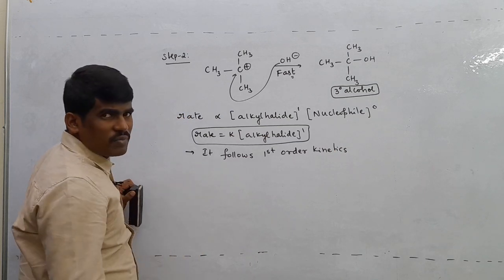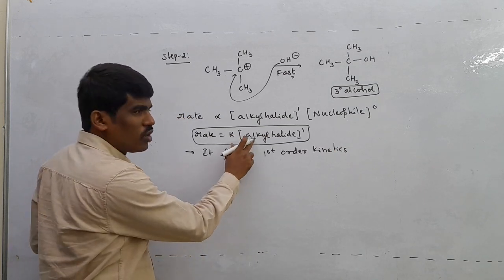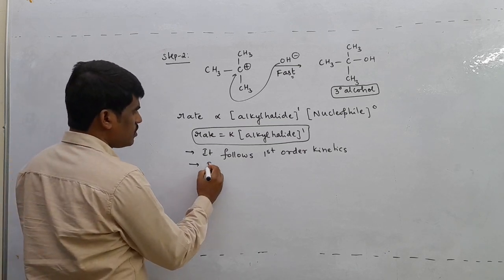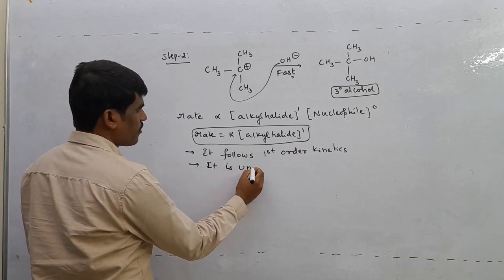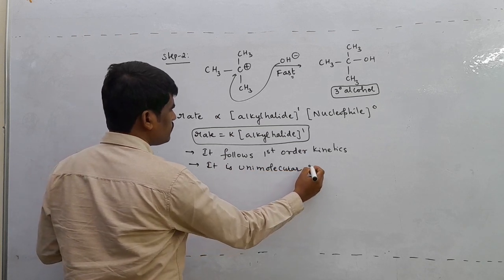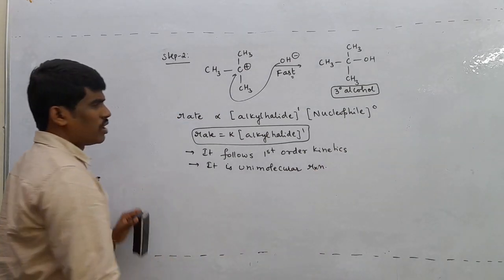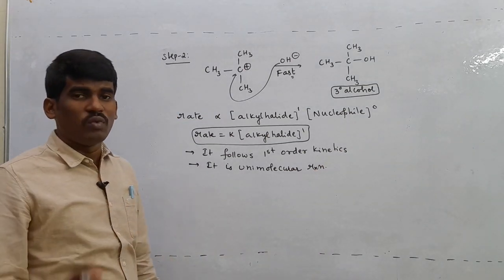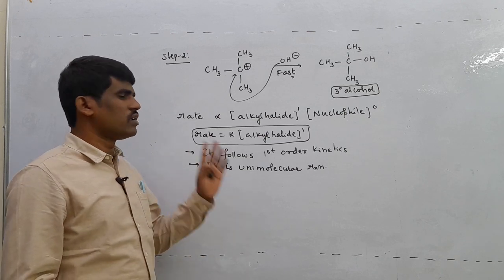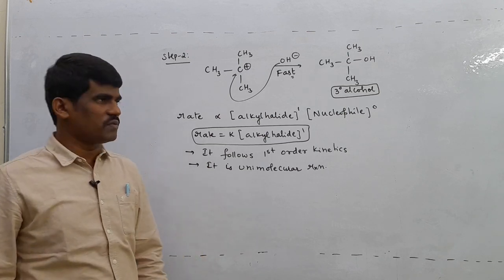In the rate determining step, how many molecules are involved? Only one molecule is involved, and hence it is a unimolecular reaction. It is a unimolecular reaction because in the rate determining step only one molecule is involved, and hence it is an example of a unimolecular reaction. Hope that is clear for you.